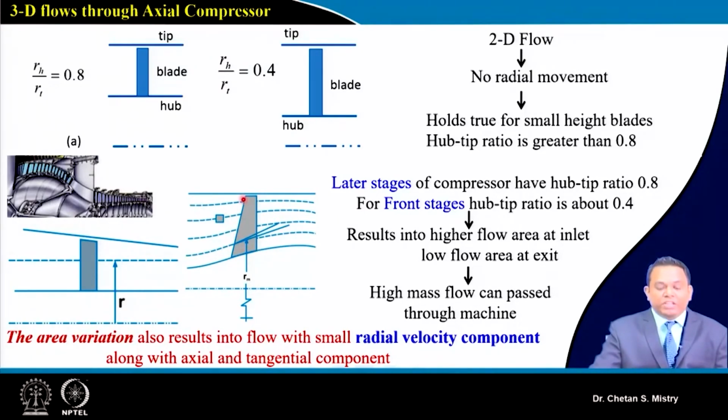Here you can see my entry area is larger and my exit area is lower, and that satisfies our continuity equation. So we were discussing the flow three-dimensionality that happens for such a configuration. If we consider these streamlines, this is how the flow goes through our axial flow compressor.